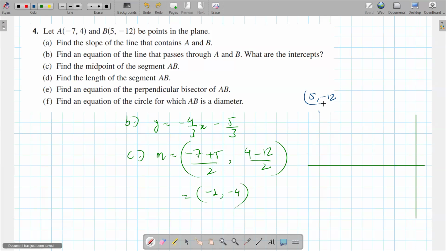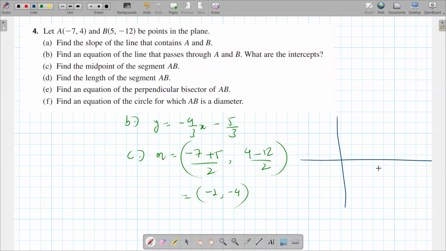Okay, I see why the sketch was wrong because I messed up the axes. So you have the point 5, -12, and then you have another point, -7, comma 4. So now let's turn this into a triangle, from 4 to -12.